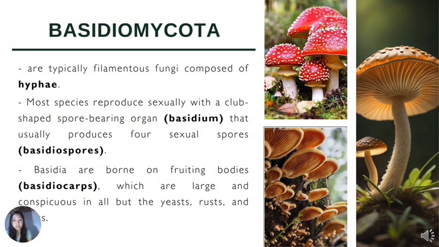So the most diagnostic feature of basidiomycetes is the basidium or basidia, a generally club-shaped cell where nuclear fusion or karyogamy takes place, and the structure upon which the sexual spores or basidiospores are produced. Basidia are borne on complex multicellular fruiting bodies, which are large and conspicuous in all but the yeasts, rusts, and smuts.